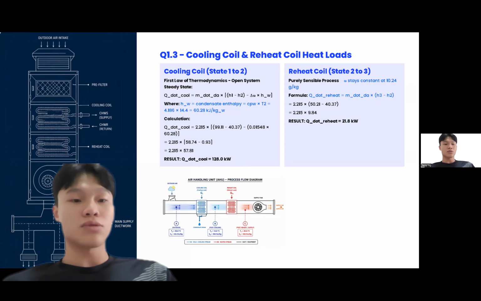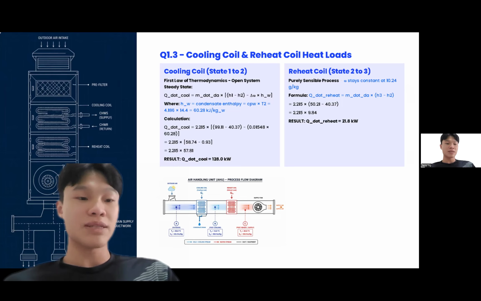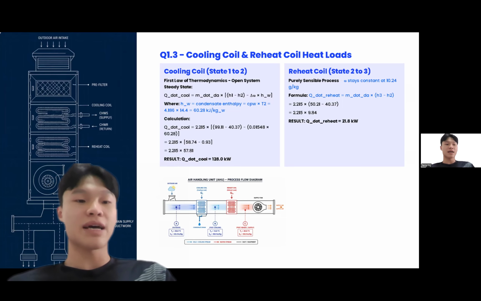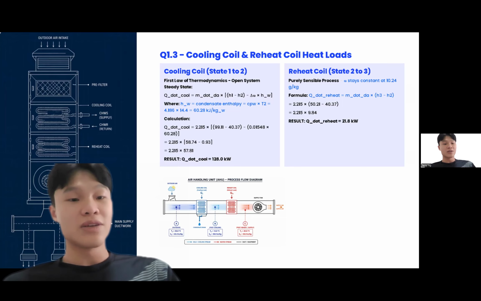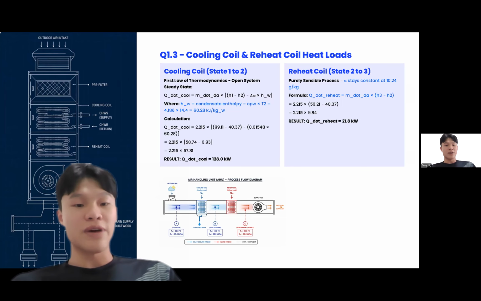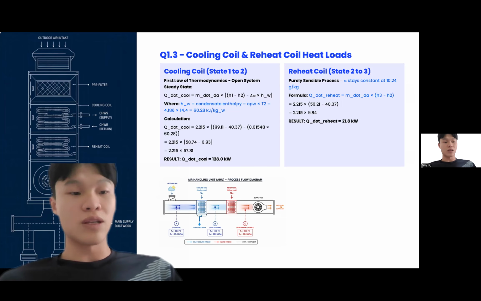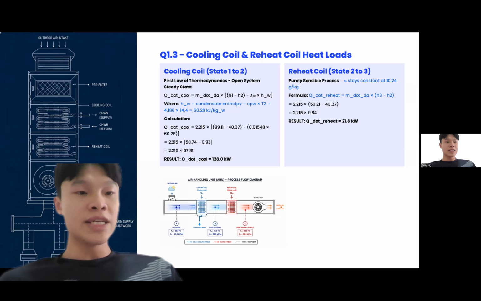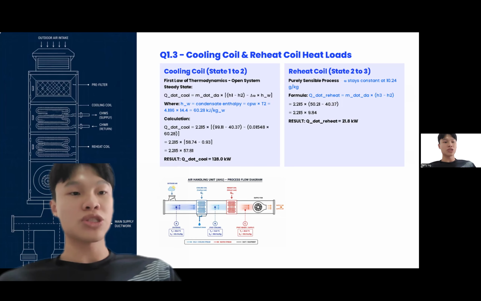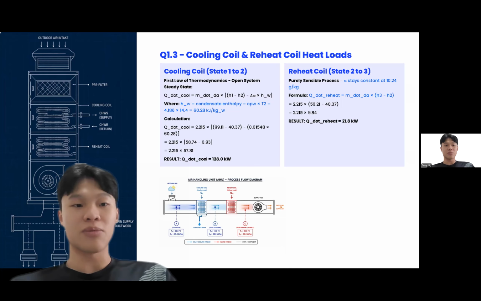Reheat coil, state 2 to state 3, is purely sensible. Omega stays fixed at 10.24. The load is simply m-dot times h3 minus h2 equals 2.215 times 9.84, giving a value of 21.8 kilowatts. The AHU process flow diagram at the bottom shows the complete system. Outdoor air enters the cooling coil, moisture condenses and drains off, then the conditioned air is reheated before being supplied to the room.